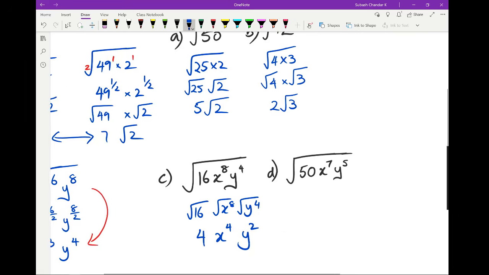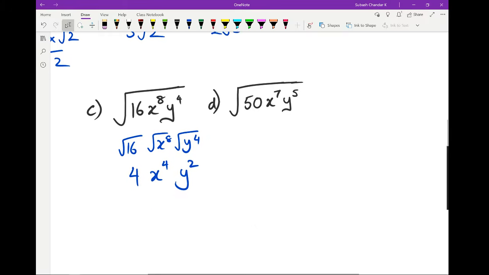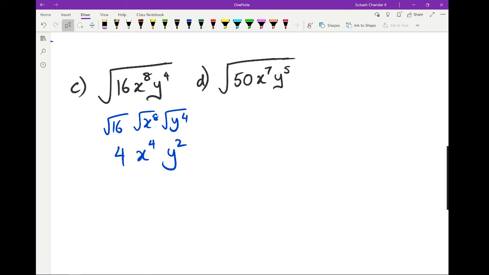Okay, so let's have a look at D. I'm going to give you a bit more room. I need a bit more room for D. Like I said, there's nothing wrong with what you guys did. So far I'm looking at some of the answers. I've got 5x over x to the power of 7 over 2, 5y to the power of 5 over 2.